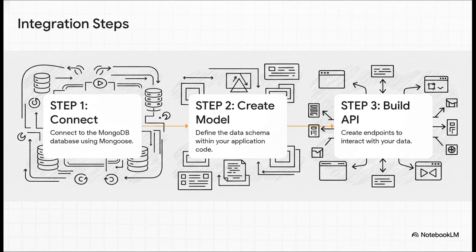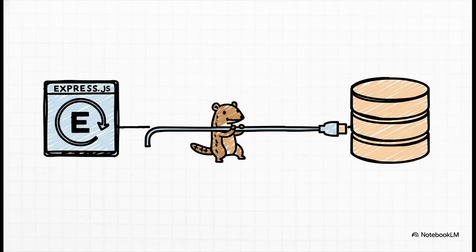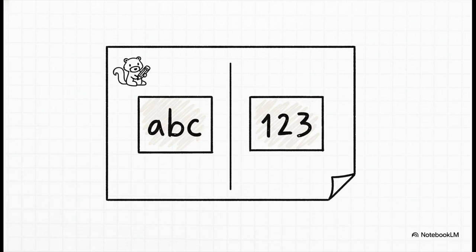First things first, we use a super popular library called Mongoose. It's kind of like a translator between our app and MongoDB. We just use this one line, mongoose.connect, and give it a connection string. That string is just an address, telling our app exactly where to find the database and what it's called, in this case, MyDB.